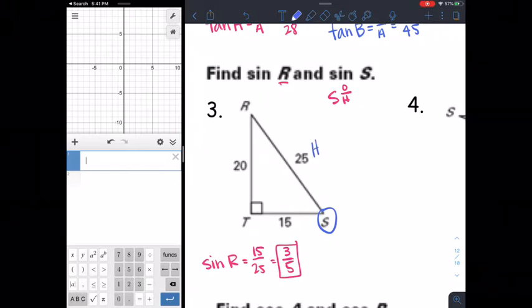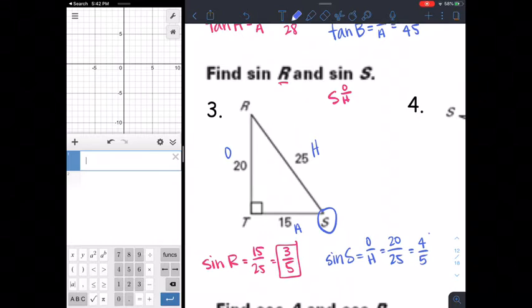I still have my hypotenuse opposite of my right angle, and opposite of angle S would be my 20, and adjacent is the 15. So if I want the sine of angle S, I need my opposite over hypotenuse, which will be 20 over 25, and will simplify down to 4 over 5.